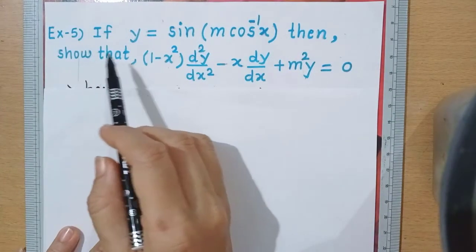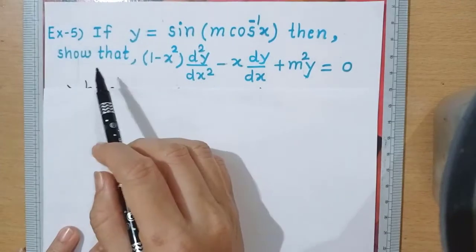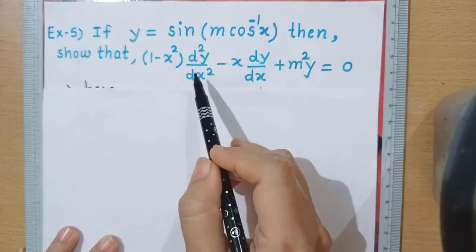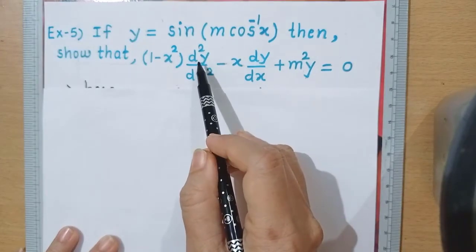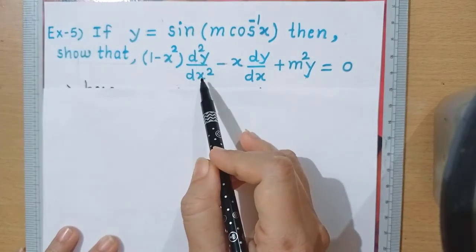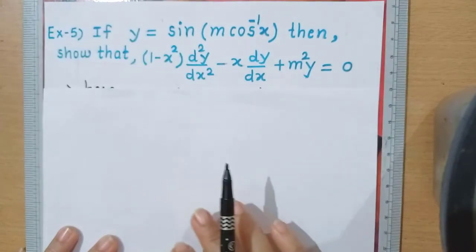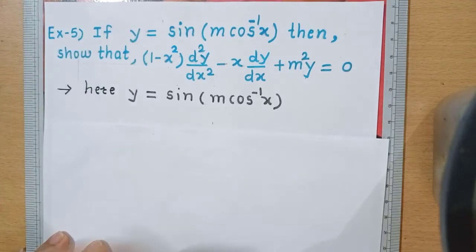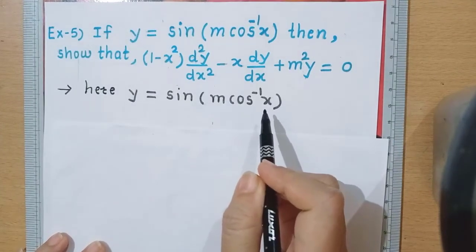So our fifth example is this, and we have to show this. And so here we have to find out d square y by dx square. So first write down our given function. Let y is equal to sine of m cos inverse of x.